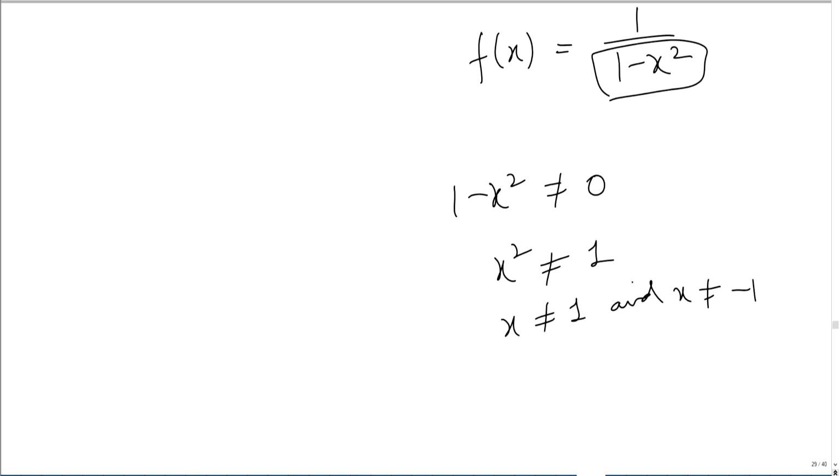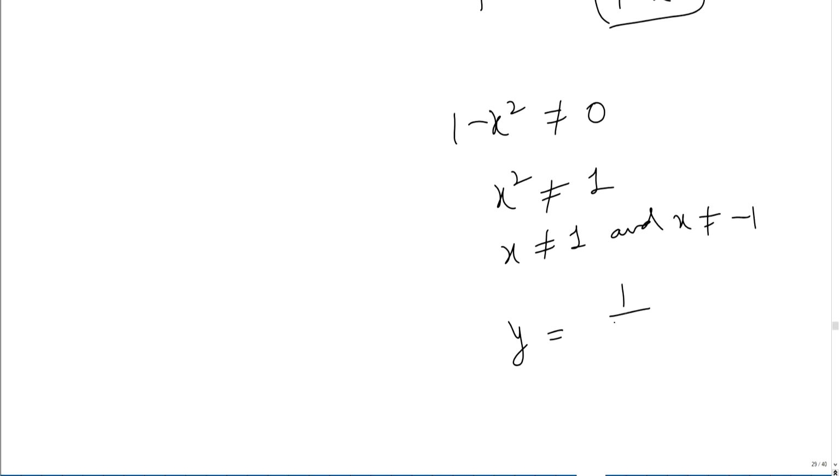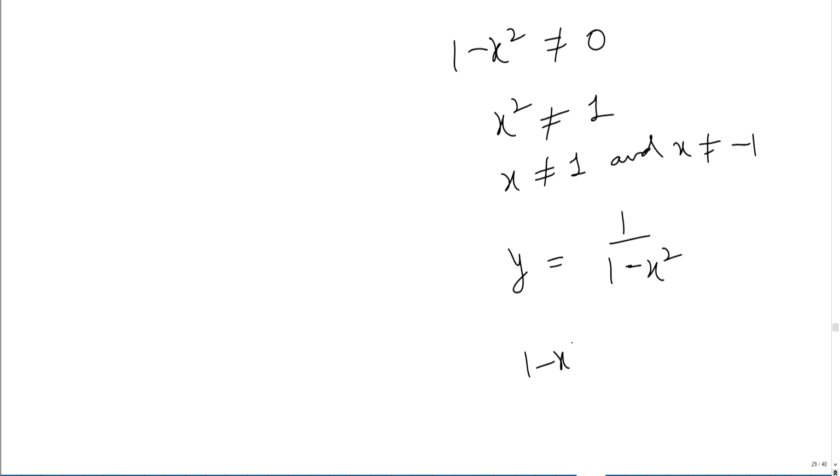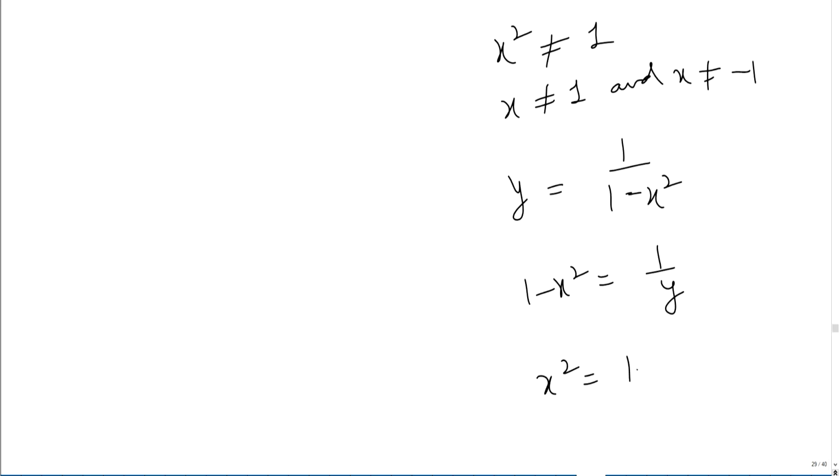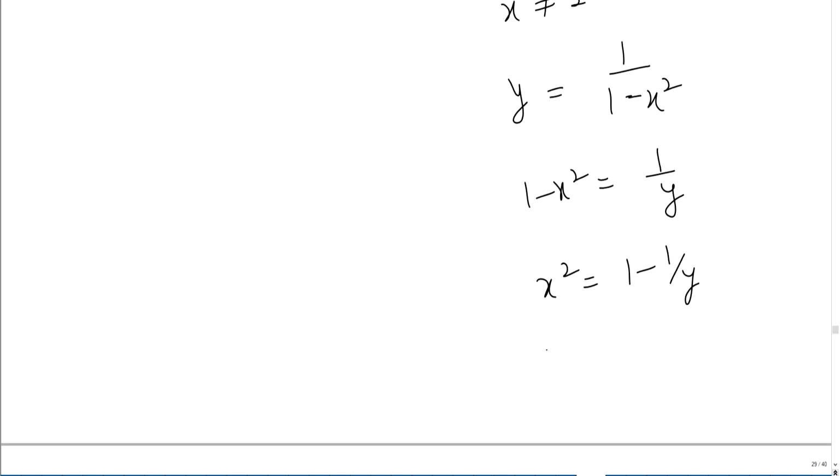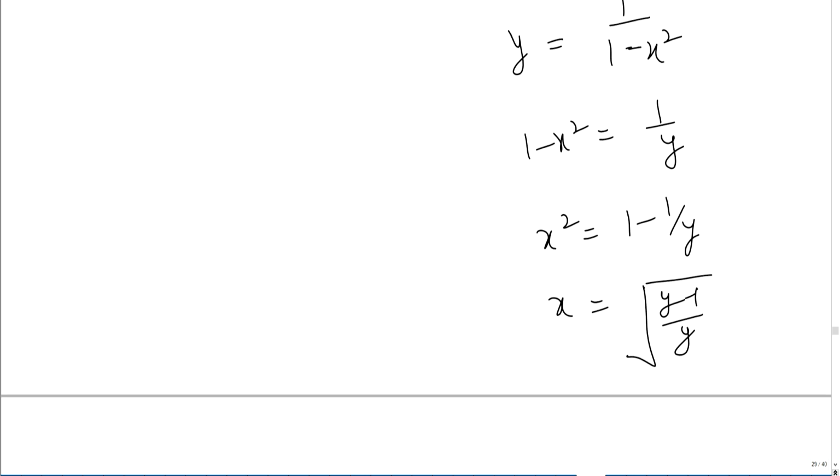Well, the first thing you can do is plug in y by replacing f of x, and let us try to solve it for x. So 1 minus x square is 1 by y. x square is 1 minus 1 by y. x is the square root of y minus 1 by y. One thing that does not seem possible here is that y would take the value 0, similar to the previous problem. y cannot take a value equal to 0.